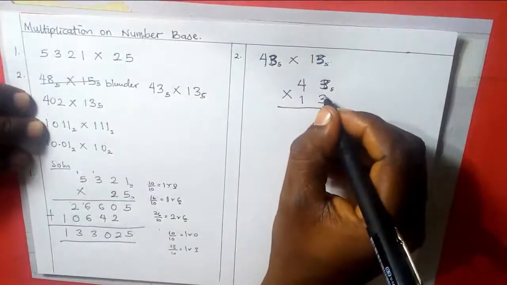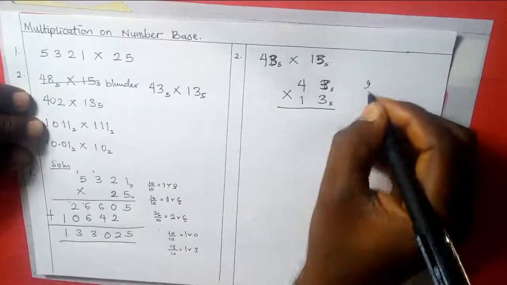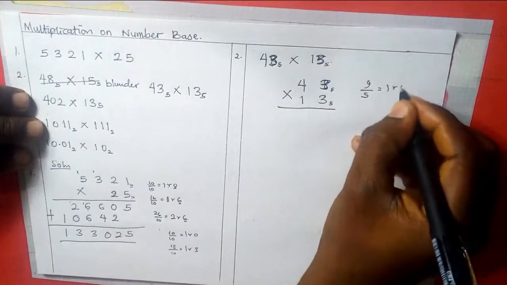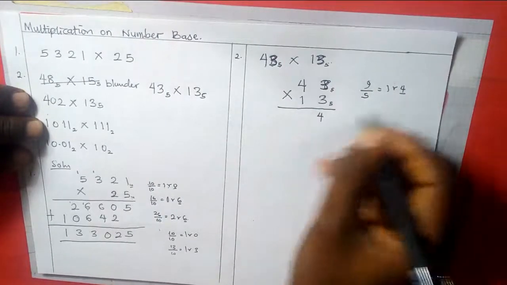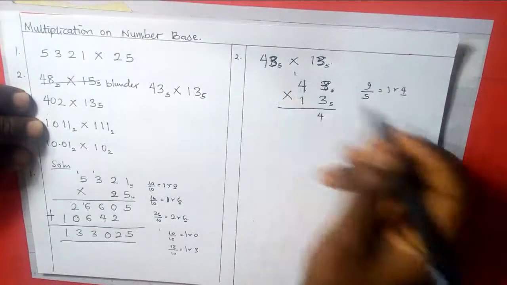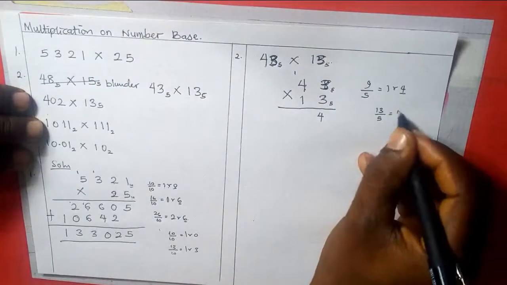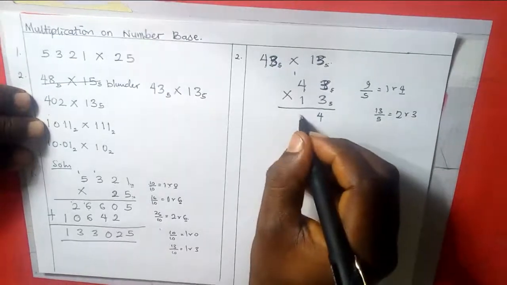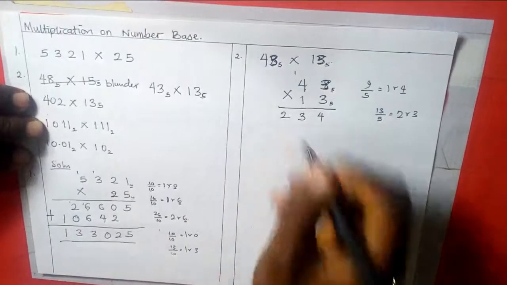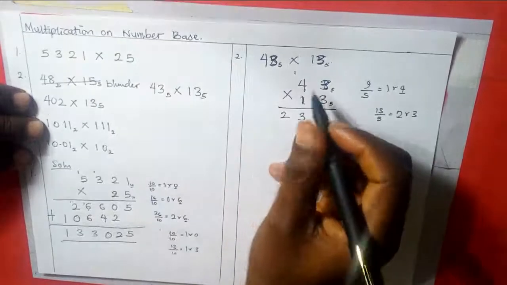So we now say 3 times 3, we have 9. We divide it by 5. 9 divided by 5, I have 1 remainder 4. So you write the remainder 4 and carry 1 to the next place value. 3 times 4, 12, plus 1, 13. You divide 13 by the base, you have 2 remainder 3. So you write the 3 and take the 2 to the next place value, where we have nothing other than 0. Then we move to the next place value to multiply.